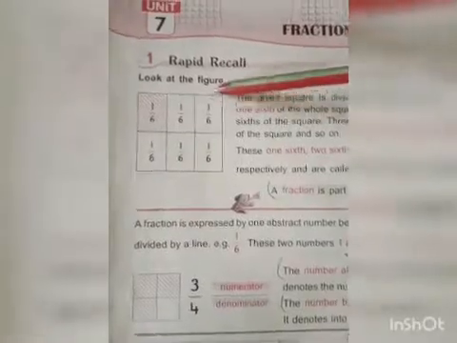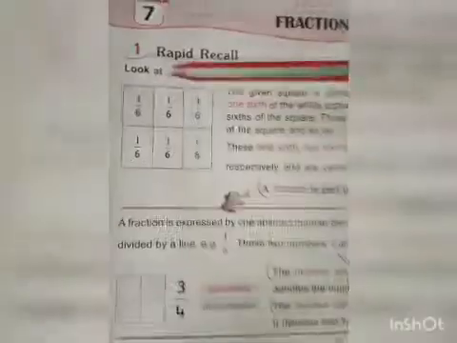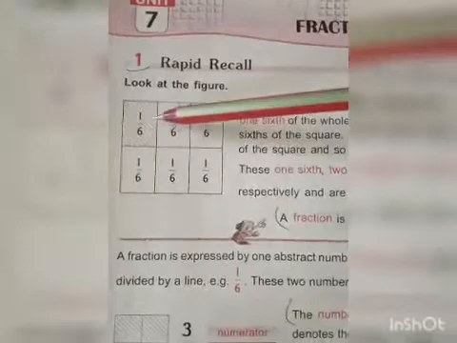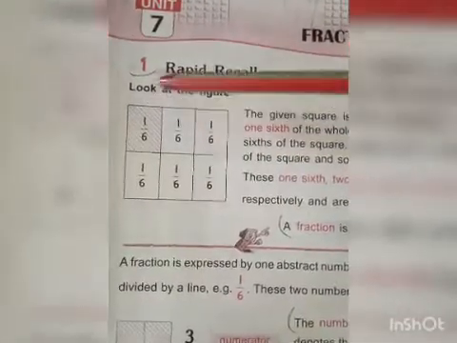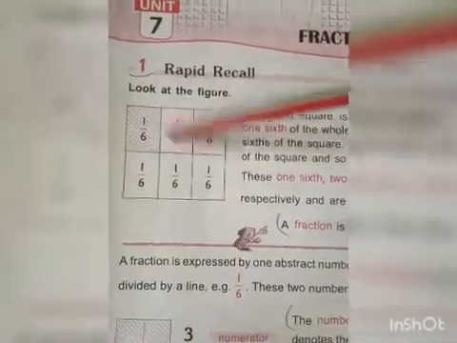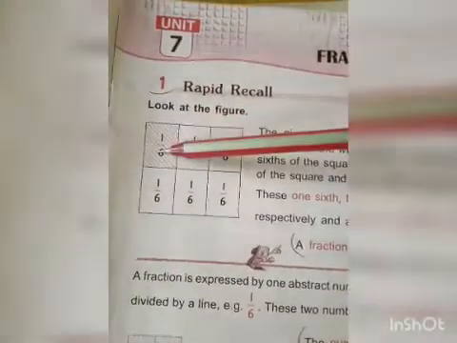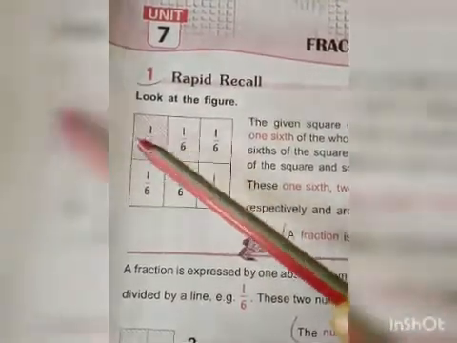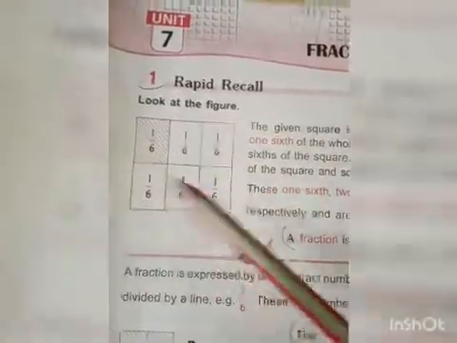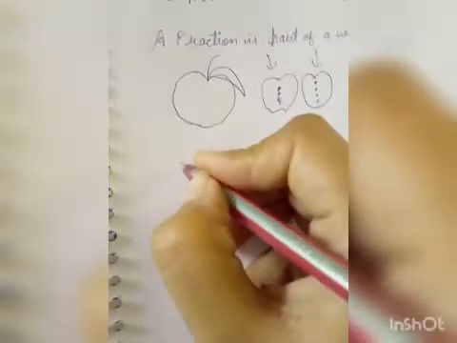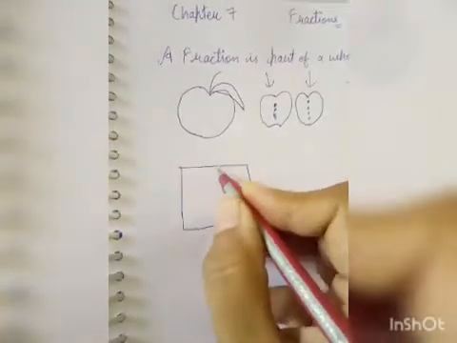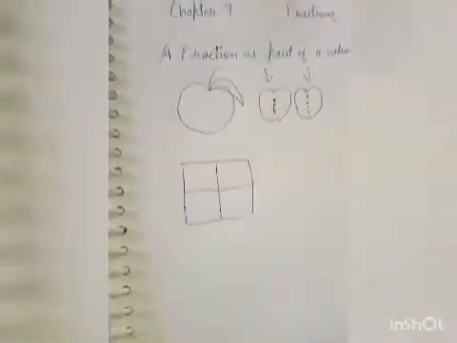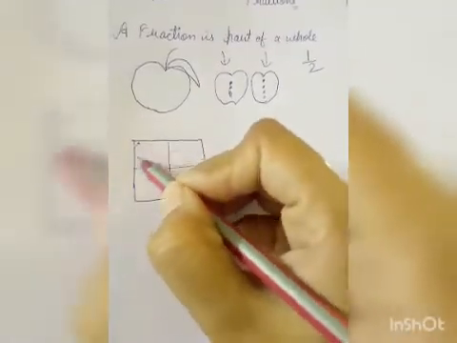First of all, there is one figure given in your book. So there are 6 columns, 1 2 3 4 5 6. If they want to shade one part, then what will be the fraction for this one? See, one part by total 6 parts. I will teach you. Suppose that I have 4 columns and I have shaded one column.